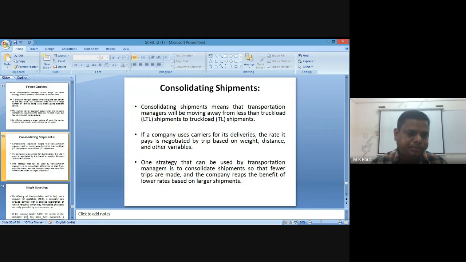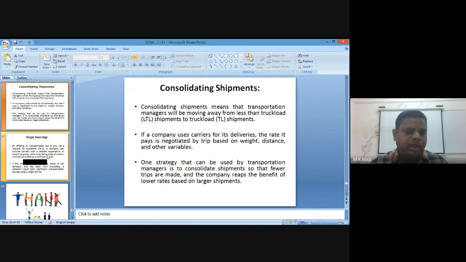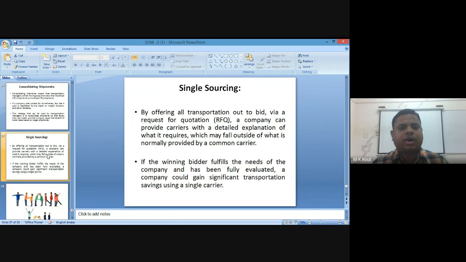Moving to the next one, that is known as single sourcing. By offering all transportation out for a request for quotations, a company can provide carriers with a detailed explanation of what it requires when it falls outside of what is normally provided by the common carriers. This is very similar to fewer carriers, but the thing is that it should be done through a request for quotations. And according to the request for quotation, if you find an eligible transport company, then details will be explained: what it requires, what falls outside, and what is normally provided by the common carrier.